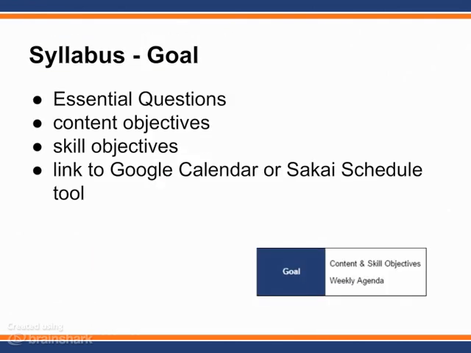In the Goals section, you're telling your students the purpose for the week. What's the driving, open-ended question for the week that students will be exploring? What's that essential question? What are the content and skill objectives? And what's the planned agenda of activities? This is also a great place to link to that Google Calendar or the Sakai schedule tool.